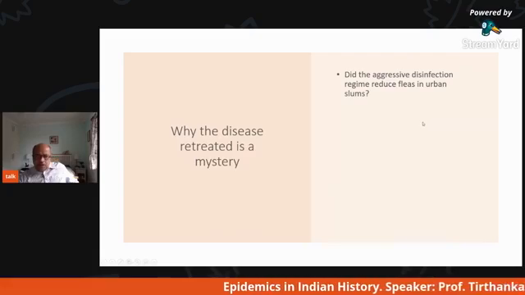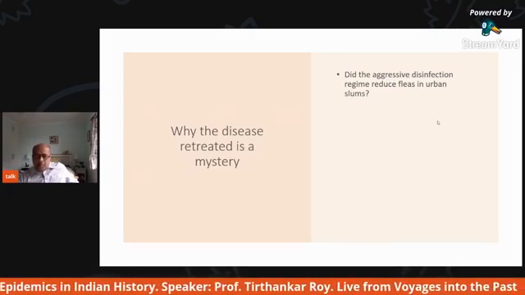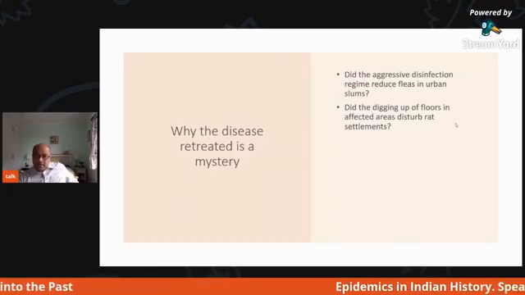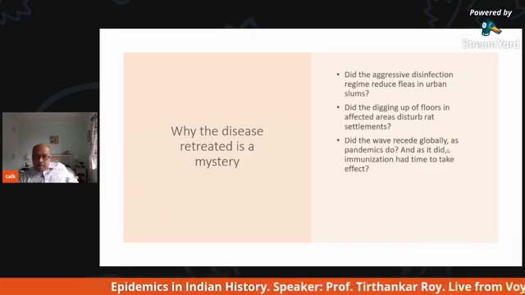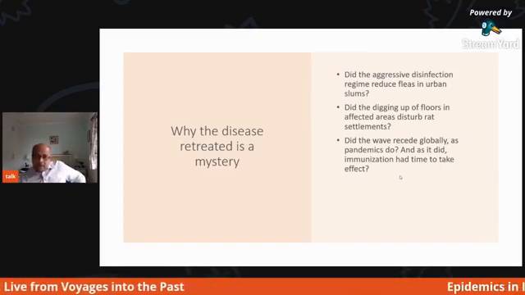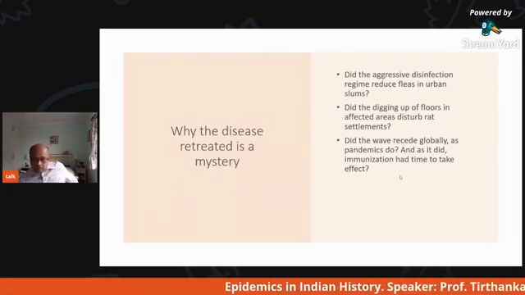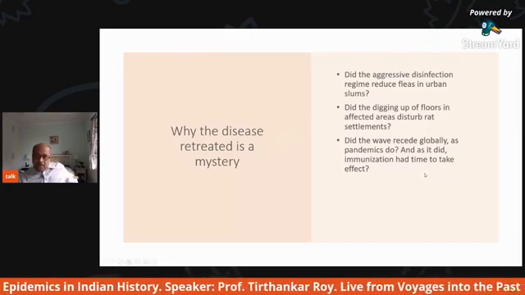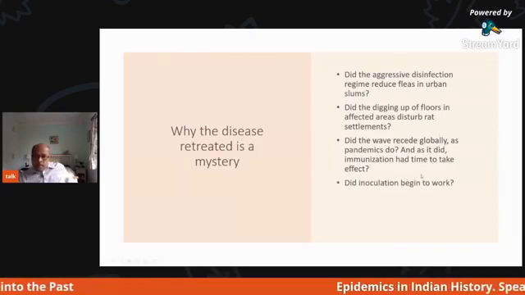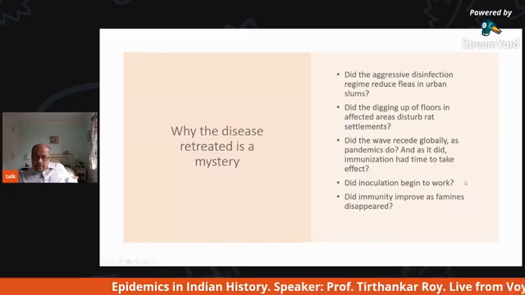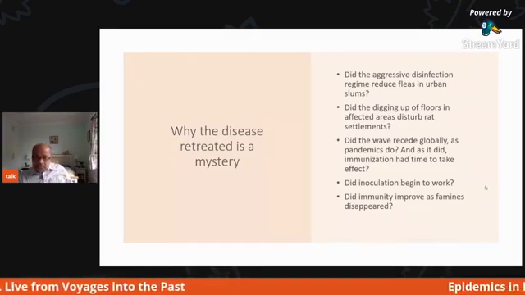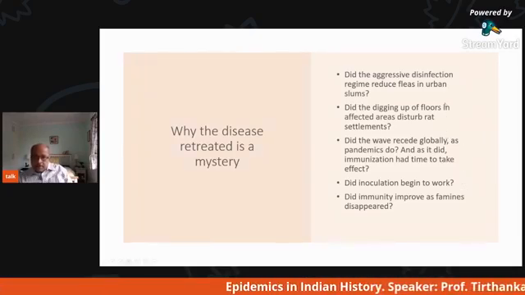Probably the aggressive disinfection regime, although the causal basis for it was not known, might have reduced fleas in the urban slums. That may have worked. Maybe digging up floors in affected areas disturbed rat settlements. Rats moved around. Maybe it just receded globally, as sometimes diseases do. And while there was a gap between one wave and another, immunization had started working, so the next wave didn't come. Basically the dynamic is that diseases came in waves, and they had to recede sometime, normally when immunization took over. Maybe inoculation or immunization did begin to work, or maybe as famines disappeared for other reasons, food supply, railways, cholera control, general immunity improved, and that affected the plague as well.